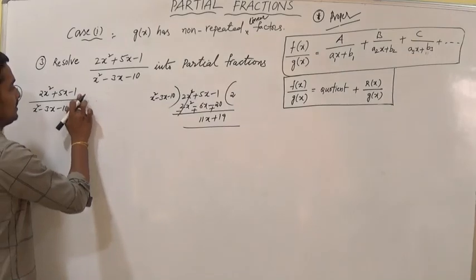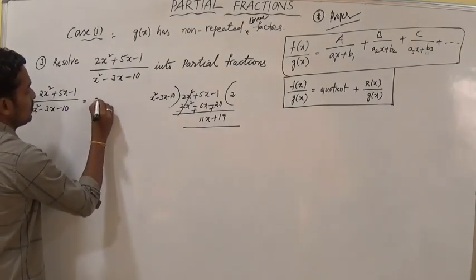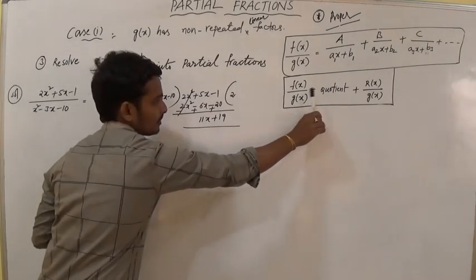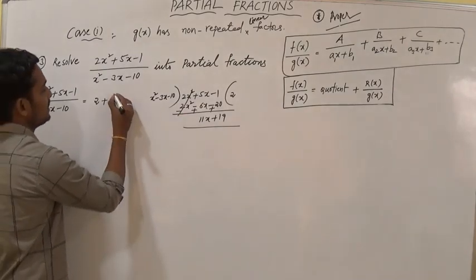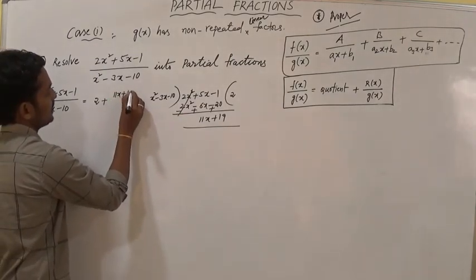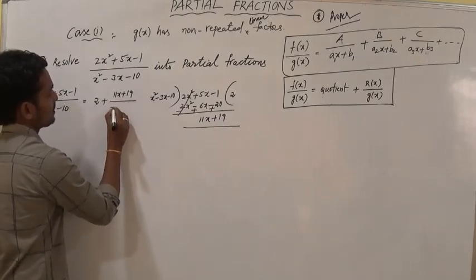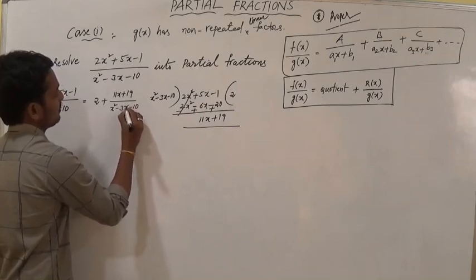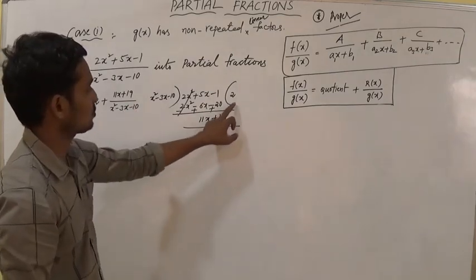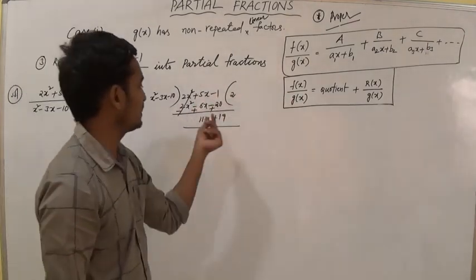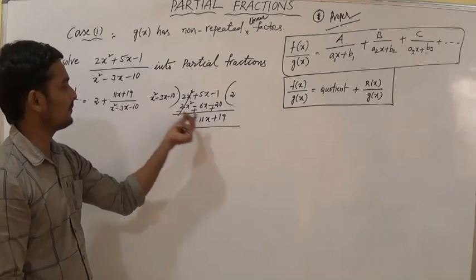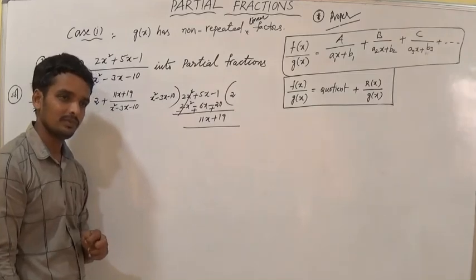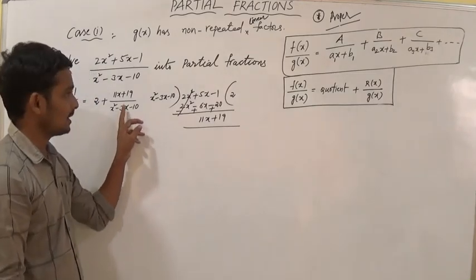So now I am writing. This is equal to quotient 2 plus remainder 11x plus 19 by g of x, that is the divisor x square minus 3x minus 10. Are you okay? This is the quotient plus r of x by g of x.